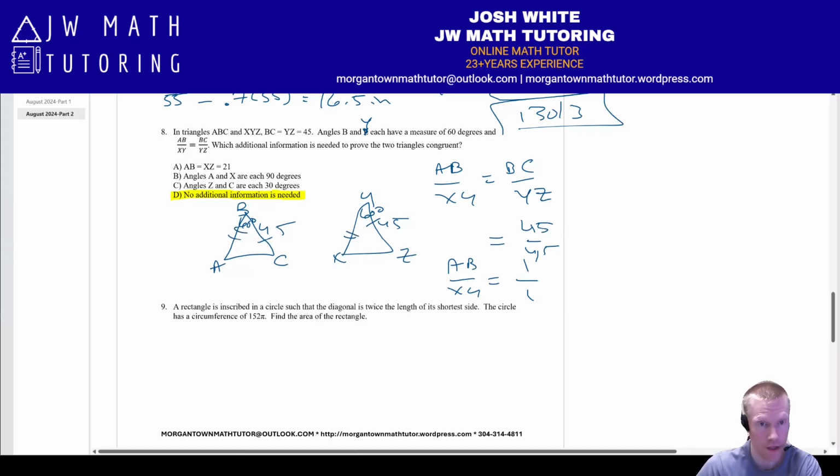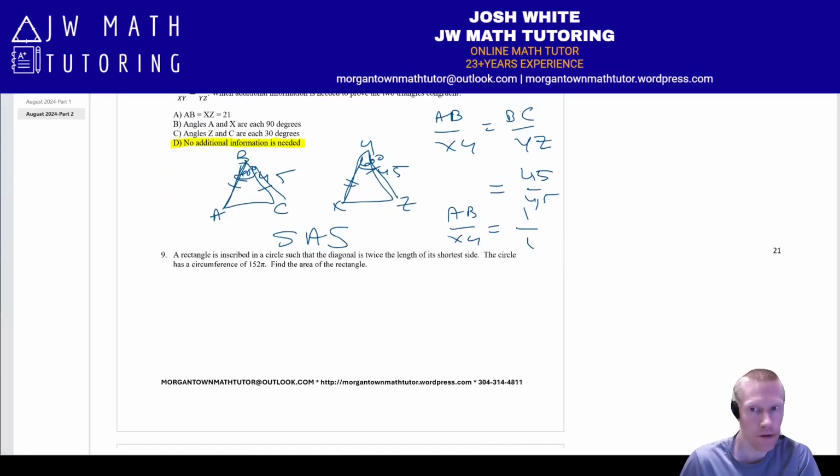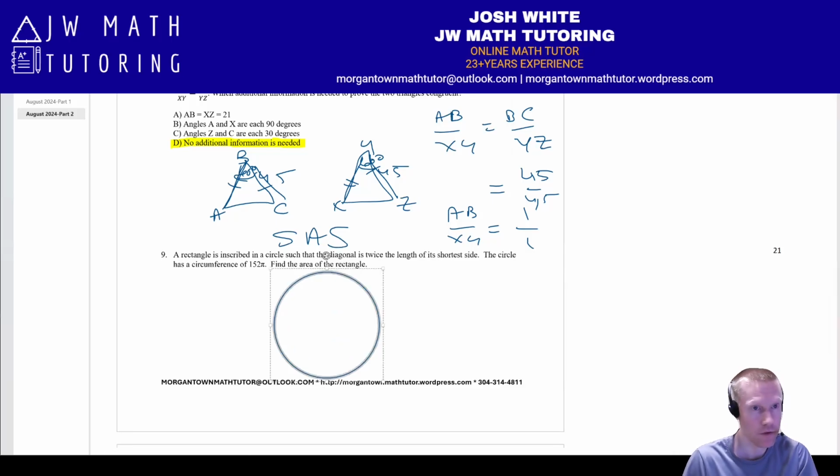And if that's true, then these two triangles can be proved congruent using SAS. We have one pair of congruent sides, we have a pair of congruent angles, and we have a second pair of congruent sides, and the angle is included between the two sides. So therefore, by SAS, these two triangles are congruent based on the information we're given. So the correct answer for this is D. Next up, we have question number 9. And on this question, basically we have a rectangle inscribed in a circle. So go ahead and get a picture for this.